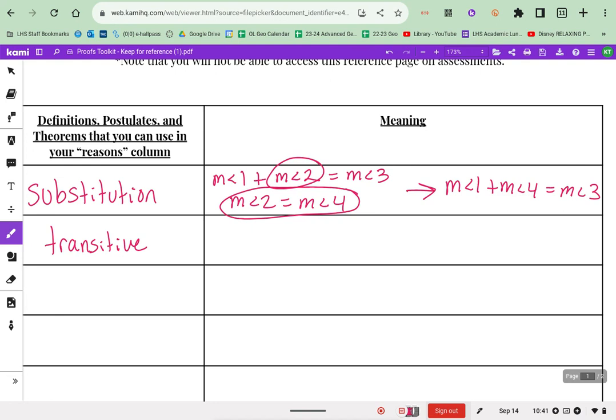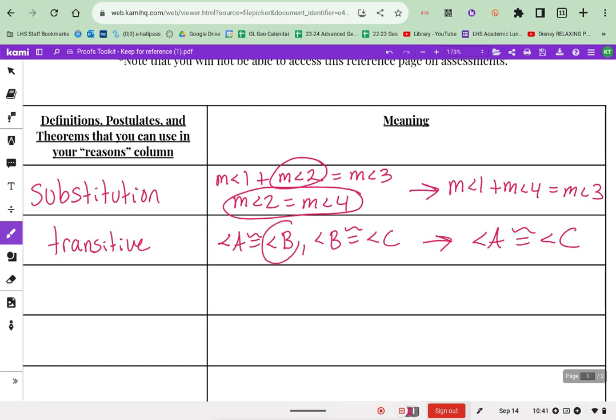So let's say that we have that angle A is congruent to angle B. And let's say that angle B is congruent to angle C. So it's the transitive property that lets us say that angle A is congruent to angle C. Because the transitive property is when you're replacing an entire side of an equation. So we took out all the right side of that first equation and replaced it with what it was congruent to, which is angle C.